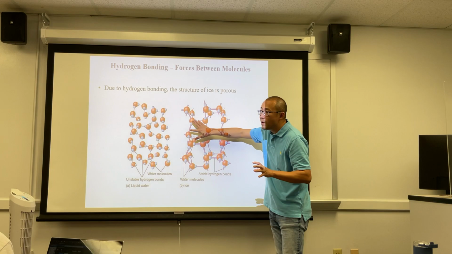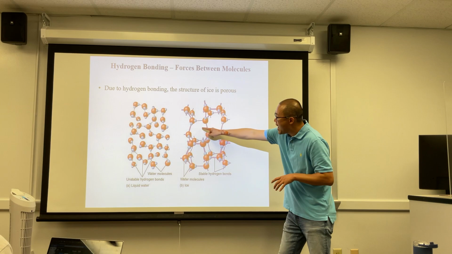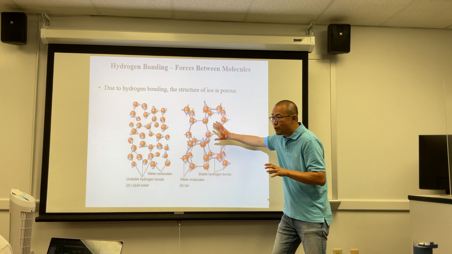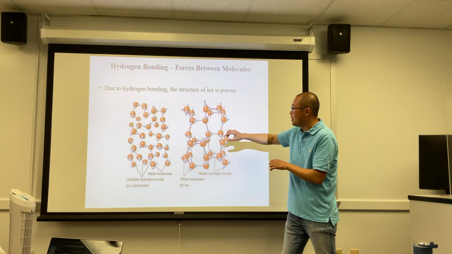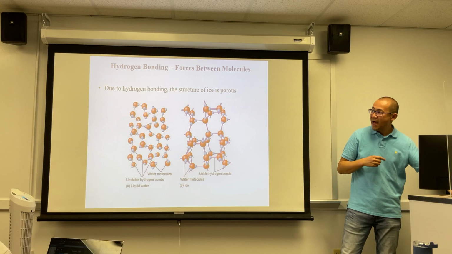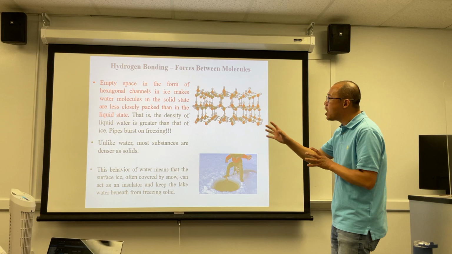And because of the hydrogen bonding, this is liquid water, that's ice. Because of the hydrogen bonding, you can see that there are actually what? Holes between water molecules, or gaps between water, because of what? Hydrogen bonding. And those hydrogen bonds, again, are actually frozen. So that's why we see the structure of ice is porous. Means what? There are actually empty holes in the structure of ice. And the empty space of ice is much more organized than the empty space of liquid water.